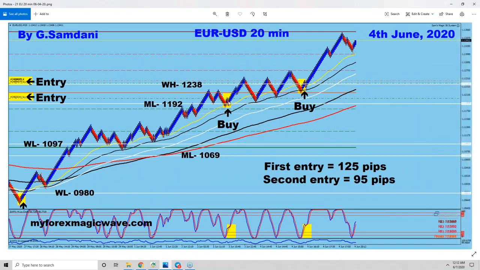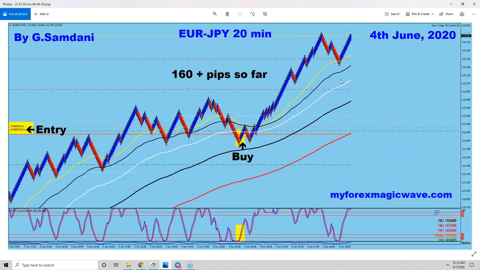Euro USD, I was in here and then it didn't move much, so I held the trade into the next day, and the next day the entry came, another entry I took, and then it went up. First entry 125 pip, second entry 95 pip. Both entries are here. All right. I record the chart and then I close the trade. This is on the 4th.